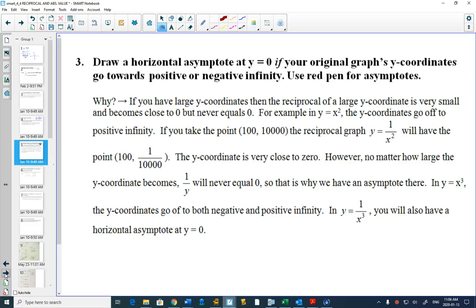So for each of these things, the bold part is like the shortened version of what's important. And then what I've written after that has given some instructions or some reasoning why it happens. Like, why do you have an asymptote at y equals 0 if your original graph gets really, really big? Well, if the y values keep getting bigger and bigger, like here we have 10,000, when you do the reciprocal, you'd have 1 over 10,000. So the bigger your value gets, when you do 1 divided by that value, the smaller it gets and the closer it gets to 0.